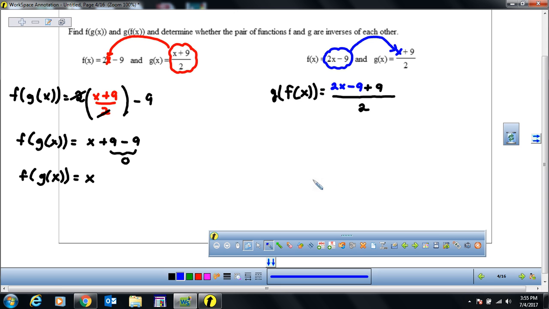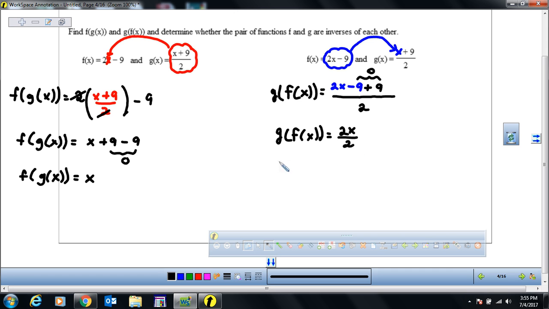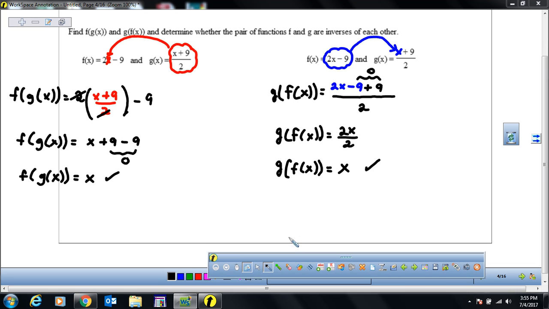Then what we have to do is simplify this. So in this function we can combine -9 plus 9, which is 0. So you are going to get 2x over 2. But then if I divide 2x divided by 2, that is going to give me x as an answer. So you see that when I did both compositions, f of g and g of f, both of them equal x. So what does that mean?